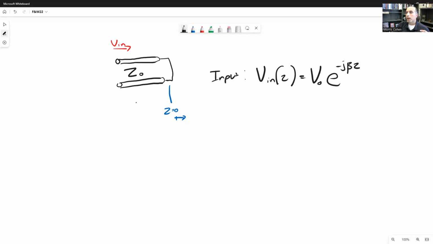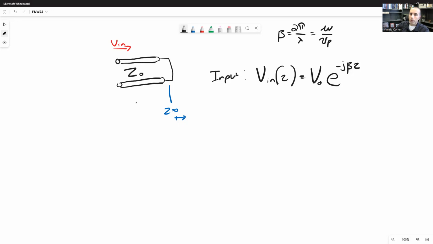This describes a positive propagating wave that has amplitude V0, and its phase is changing as a function of distance because of how the wave takes a certain amount of time. So if you move forward in the positive z direction, that's a reduction in the phase because there's a delay. The wave gets there later. And this parameter beta was called the wave number. It was 2 pi divided by the wavelength lambda, or it's equal to omega divided by the propagation velocity. All right, so this was the input.